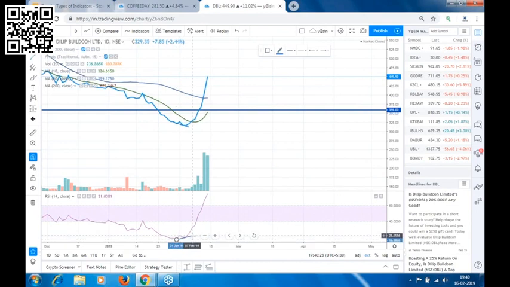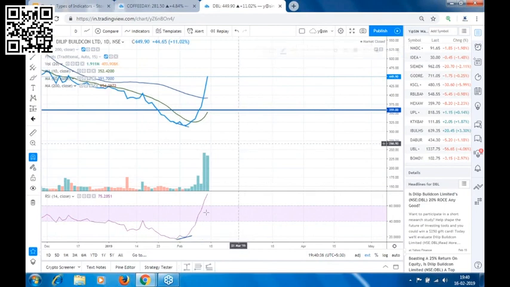The price is making a lower low, but your RSI is making a higher low. Price is going down and RSI is moving in the upward direction, and we saw the reversal in the stock after that.